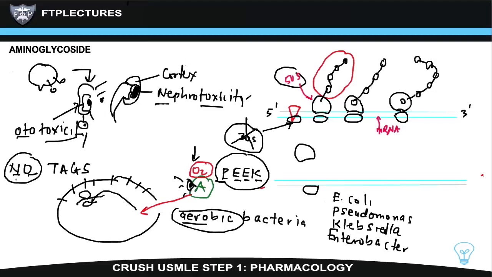What are the name of the drugs? No tags. Neomycin, tobramycin, amikacin, gentamicin, streptomycin. Repeat that. Neomycin, tobramycin, amikacin, gentamicin, and streptomycin.